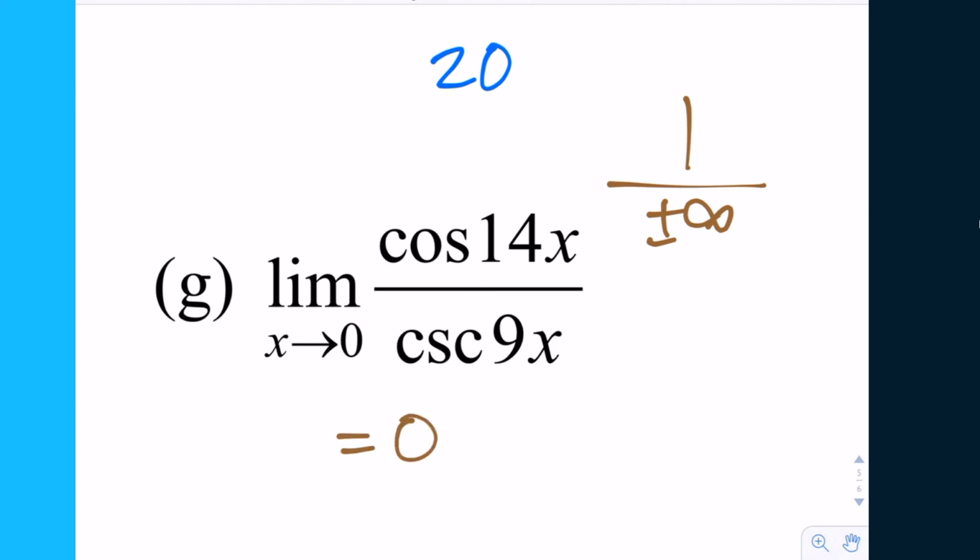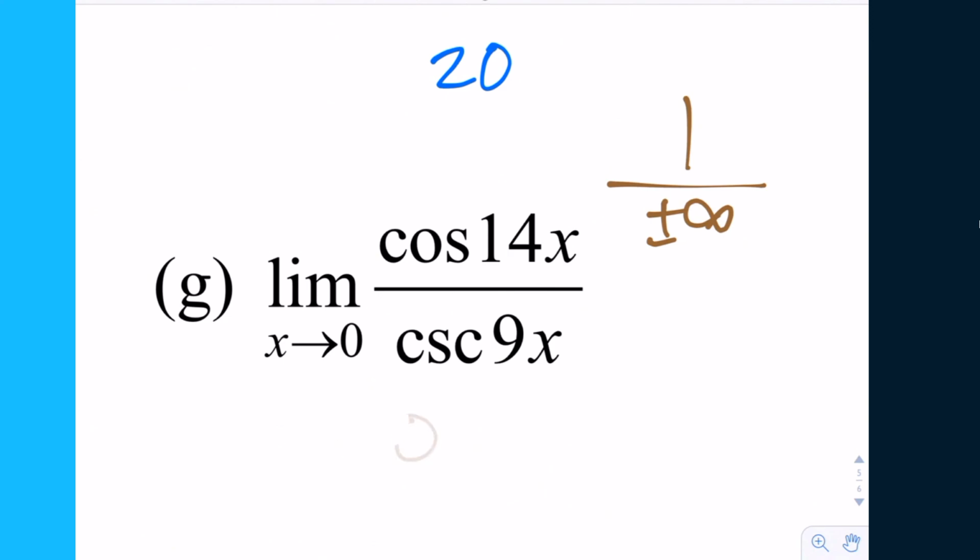How do you know 1 over infinity is 0? Very good. Because when we say infinity, we mean approaching infinity, right? Because we're approaching 0. So if the top is always a 1, the bottom gets bigger and bigger and bigger, whether it's negative or positive, the ratio is getting smaller and smaller. It's approaching 0. So direct substitution works.